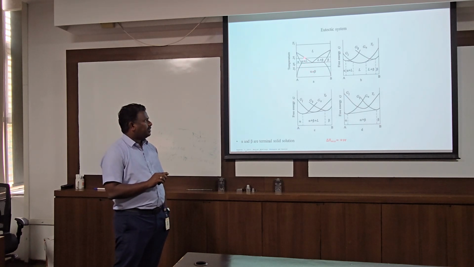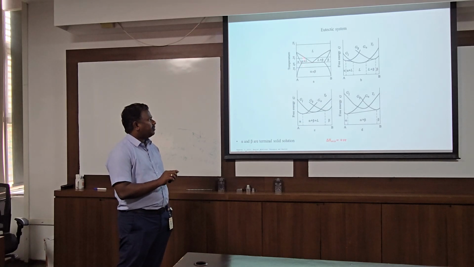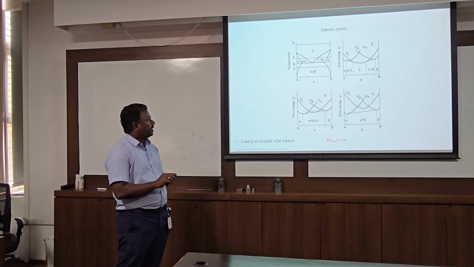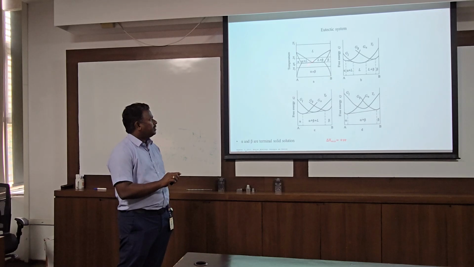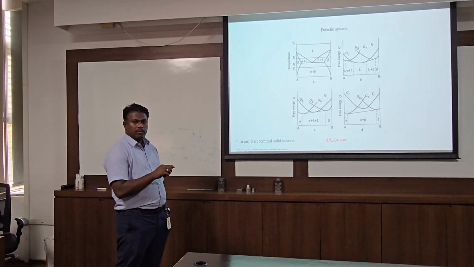So by reducing temperature from here to here, it will produce some amount of alpha, whatever it is, depending on the equilibrium. Whatever is leftover will transform to this one. So all this transformation will happen in a pro-eutectic fashion. And this line is the eutectic. But if I choose a composition here, once I take the liquid, it will completely transform.